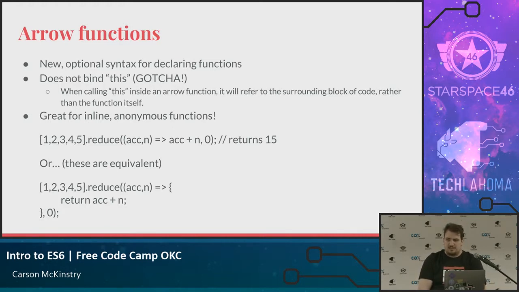One of the gotchas with arrow functions is that they don't bind the keyword this. Typically, if you're using an object and you refer to this inside of it, it will refer to the object itself. That doesn't happen with arrow functions. This goes up one level, and it actually refers to the block of code outside of where you've called it.